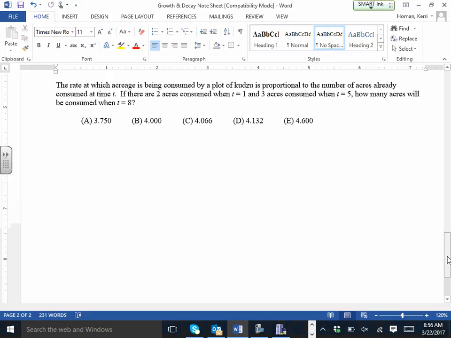Okay. First sentence: the rate at which acreage is being consumed is proportional to the number of acres already consumed. All that is saying is that the rate of the amount is proportional to the amount itself. And we know if that is true, then our solution to the differential equation is y equals c e to the kt.